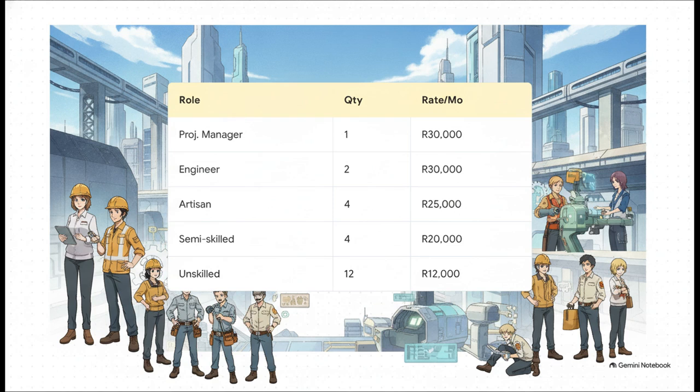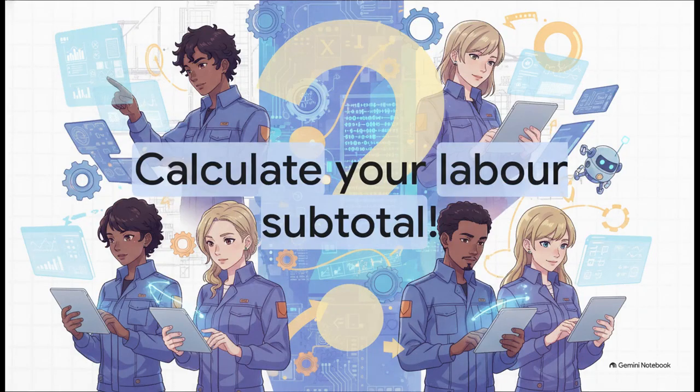Let's break it down. You have one project manager making R30,000 a month. So that's 1 times R30,000 times 6 months. Then you've got 2 engineers, each pulling in R30,000. So 2 times R30,000 times 6 months. You'll do the exact same thing for your 4 artisans at R25,000 each times 6, your 4 semi-skilled workers at R20,000 each times 6, and lastly, your 12 unskilled workers at R12,000 each, all multiplied by that critical 6-month timeframe. You guessed it, STEAM cadets.